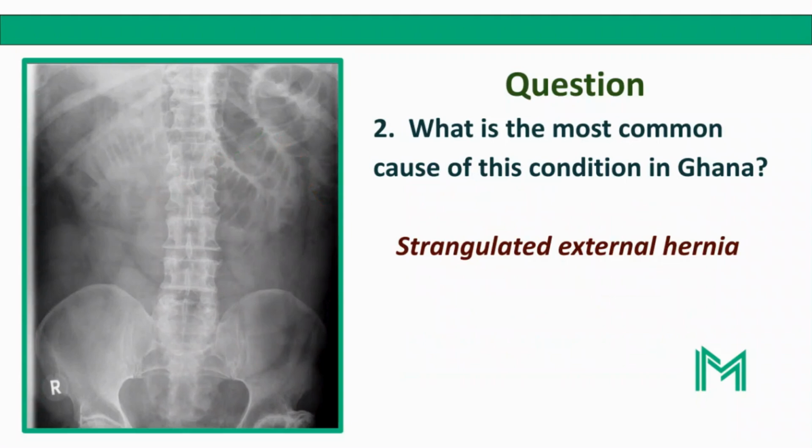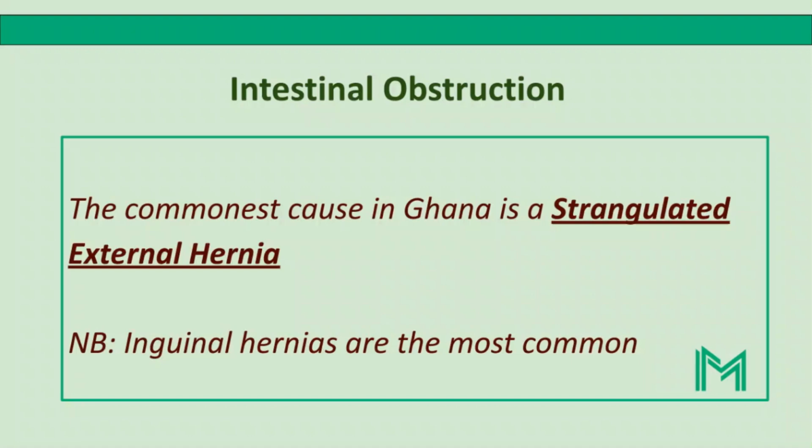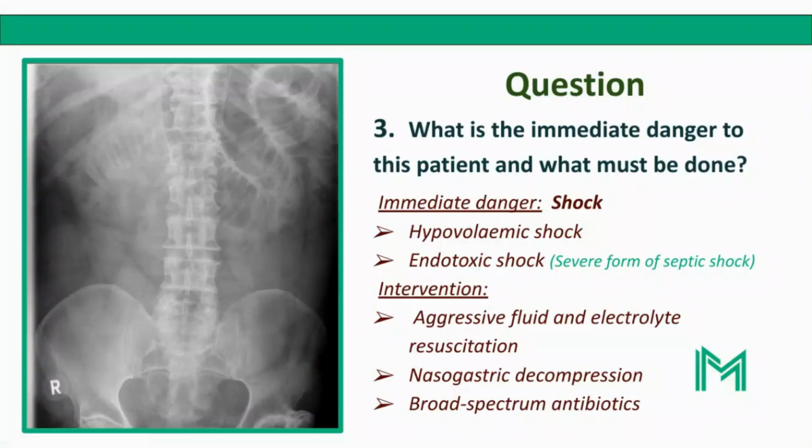Now, this question asks, what is the most common cause of this condition in Ghana? A strangulated external hernia has been observed to be the most common cause of intestinal obstruction, of which inguinal hernias are the most common. So just pay close attention to that. Now, the next question asks, what is the immediate danger to this patient and what must be done?